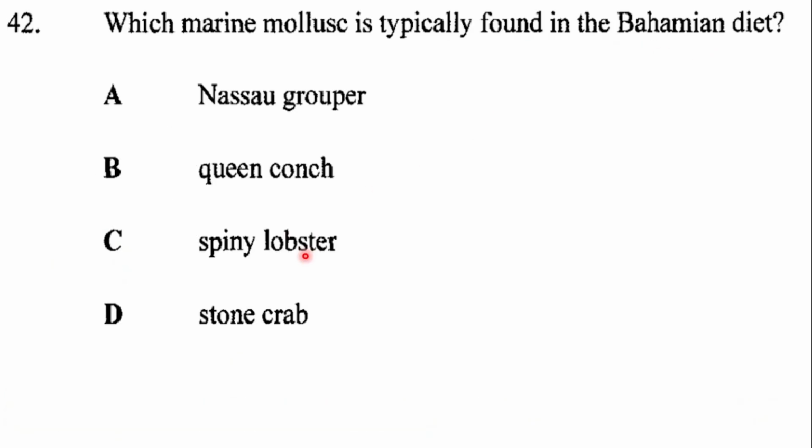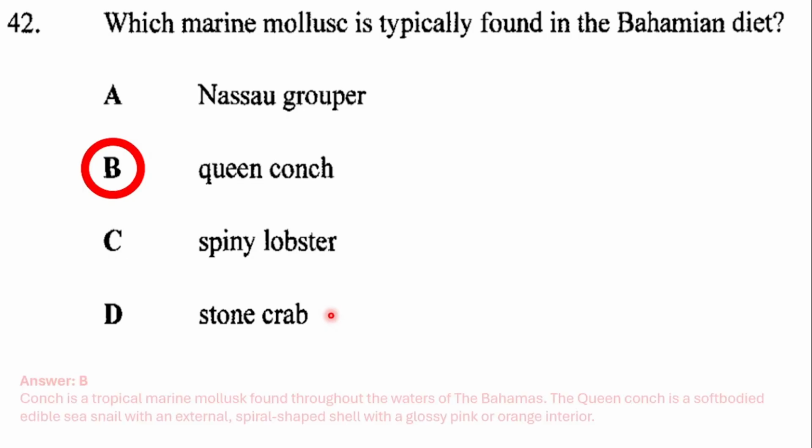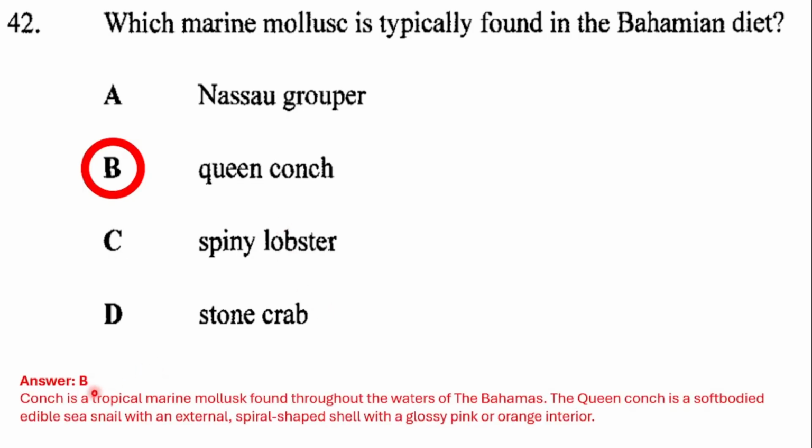Let's move on to question number 42, which says, which marine mollusk is typically found in the Bahamian diet? Is it Nassau grouper, the queen conch, spiny lobster, or stone crab? The correct answer is definitely going to be B, the queen conch, because the conch is a tropical marine mollusk found throughout the waters of the Bahamas.